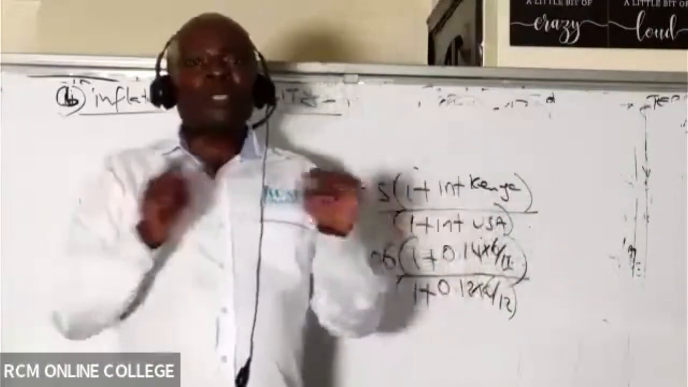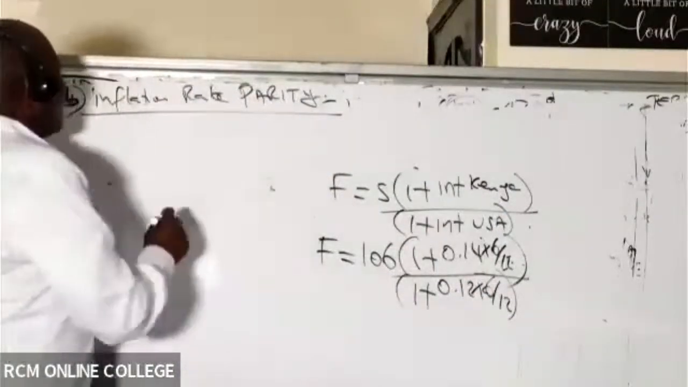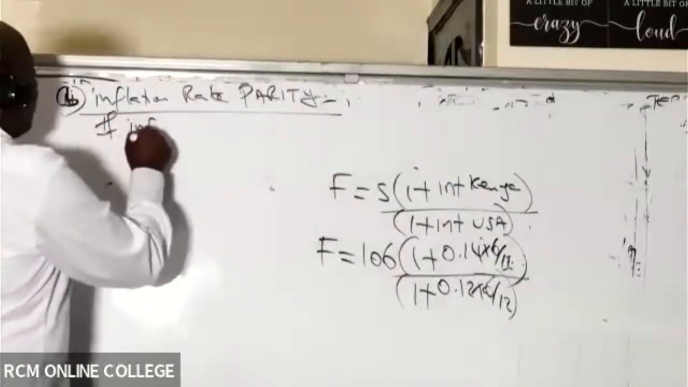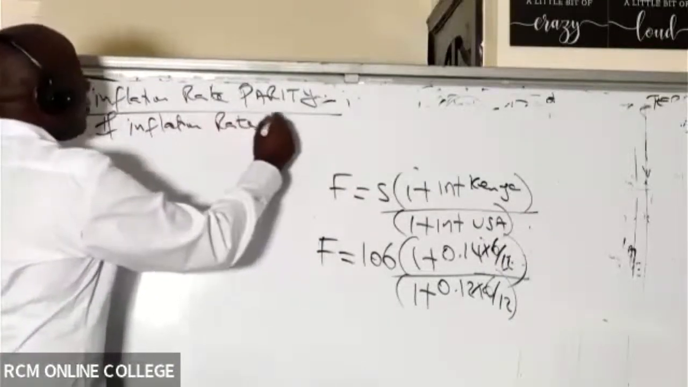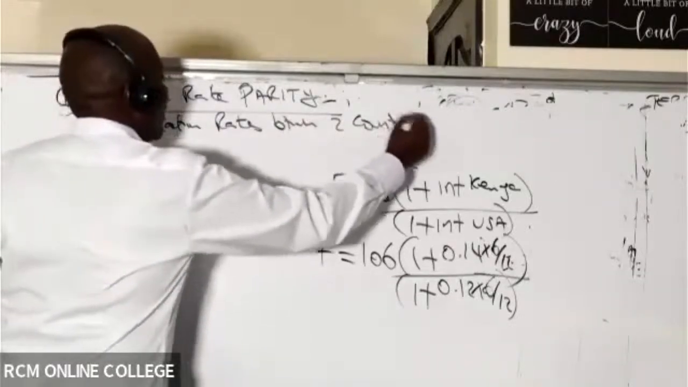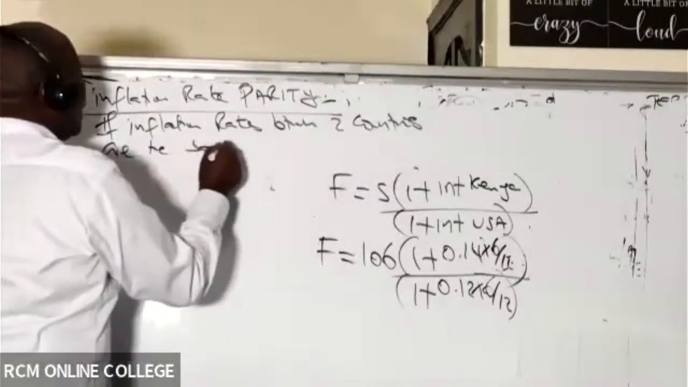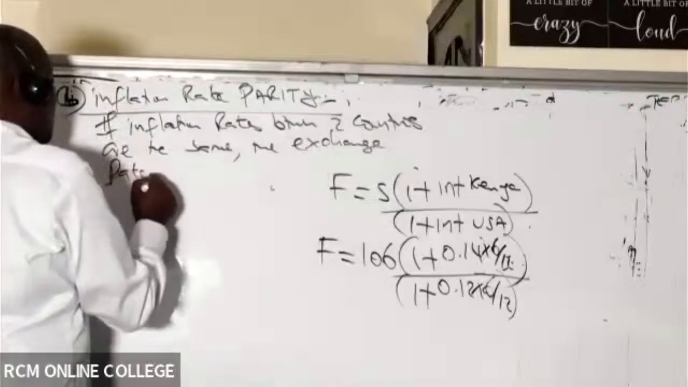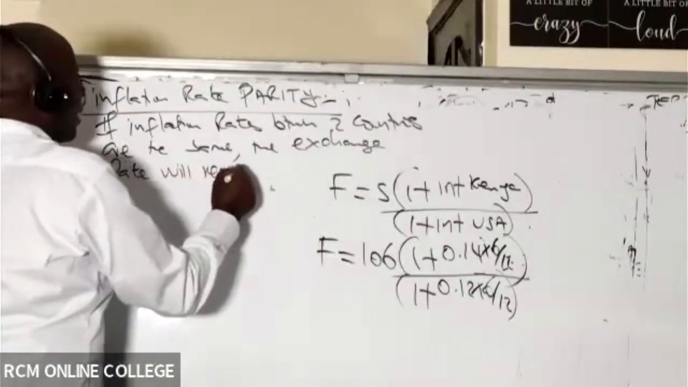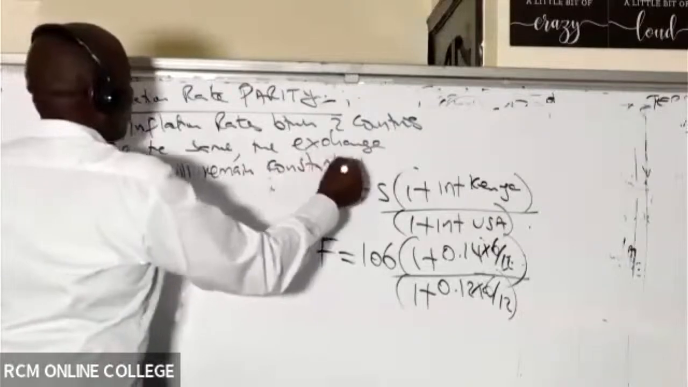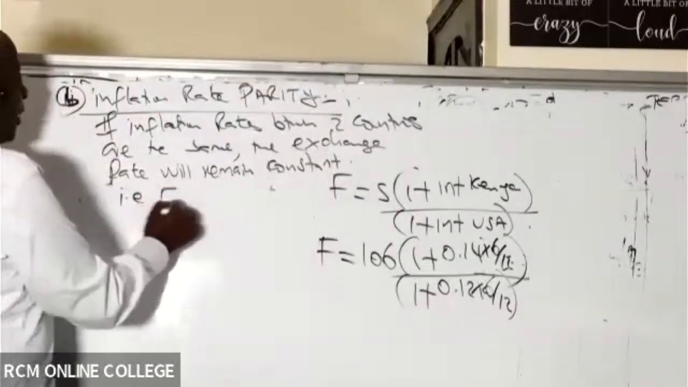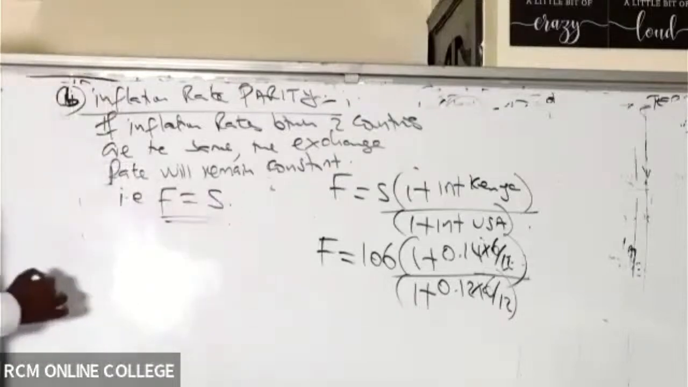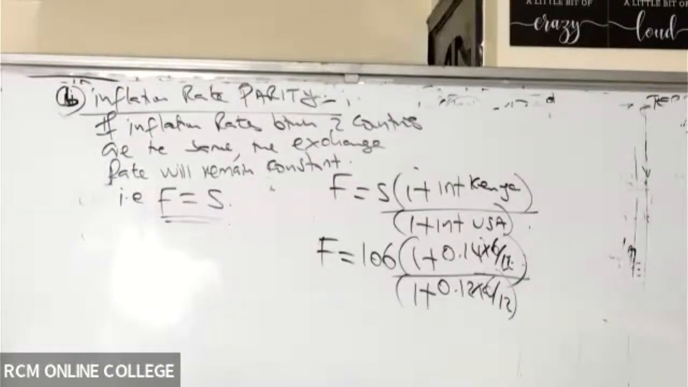So ladies and gentlemen, we are saying here that if inflation rates between two countries are the same, then the exchange rate between the two countries will remain constant, i.e. the forward exchange rate will be equal to the spot exchange rate. Remember, spot is today's rate.